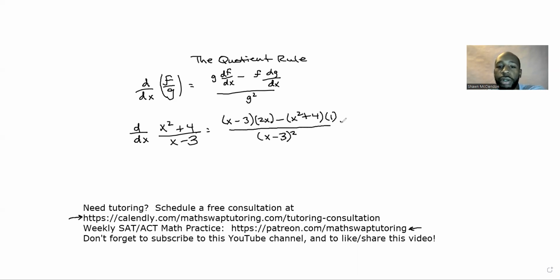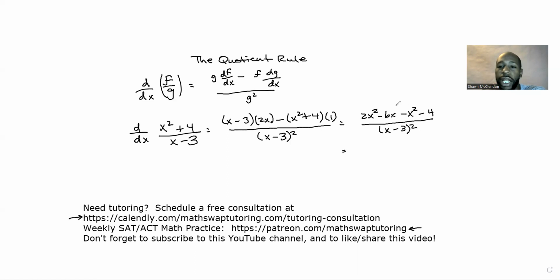All right, so let's keep on going. So now we're just going to distribute. When you distribute this 2x through this x minus 3, it's going to be 2x squared minus 6x. Now, x squared plus 4 times 1 is just x squared plus 4. But we need to distribute this negative through here now. So it's going to be minus x squared minus 4. It's going to be all over x minus 3 squared.